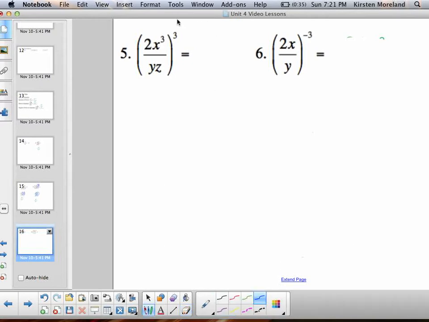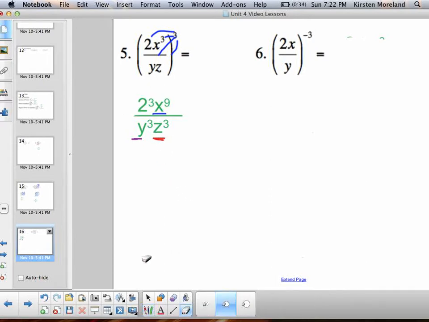Right, the next one, again, I don't like having this outside, so I'm going to distribute to all parts. So I have 4 things to distribute it to. So I get 2 to the 3rd, 3 times 3 for my x is x to the 9th, y to the 3rd, and z to the 3rd on the bottom. And I don't have any like bases here, so I cannot combine this x with anything on the bottom. I don't have any more bases, so all of these are different. So I have a y, a z, and an x. So that means I can't do anything with them.